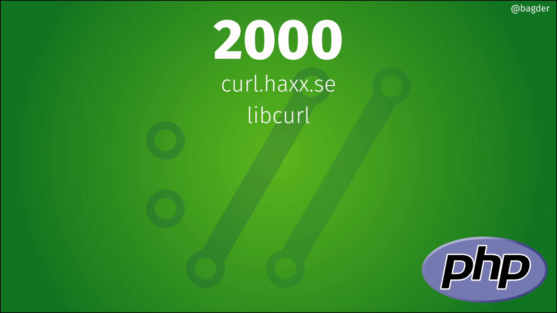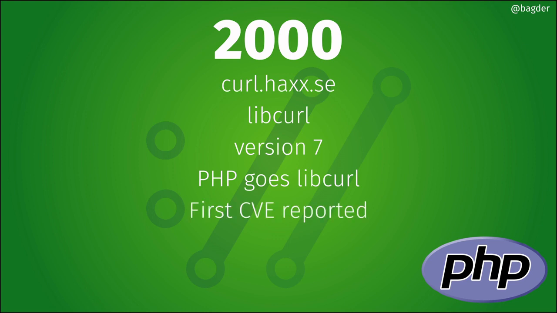So I created libcurl in the summer of 2000, and version 7, I think we called it version 7.1, released in August in 2000. And pretty much immediately, I don't remember exactly how long it took, but PHP, the language, found libcurl, adopted it, and said, hey, we're going to use this as our primary internet transfer thing for PHP. And they made a binding for it so they could export the libcurl functions and provide that in PHP.